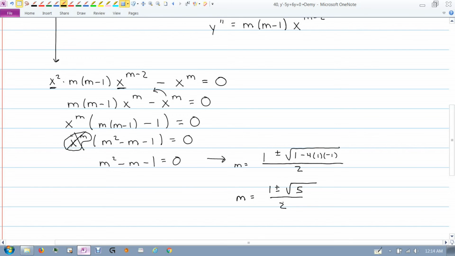I guess we could write this down. If we had x raised to either one of these, 1 plus or minus root 5 over 2, so x raised to that power, if y is equal to that function, it is a solution to that differential equation.